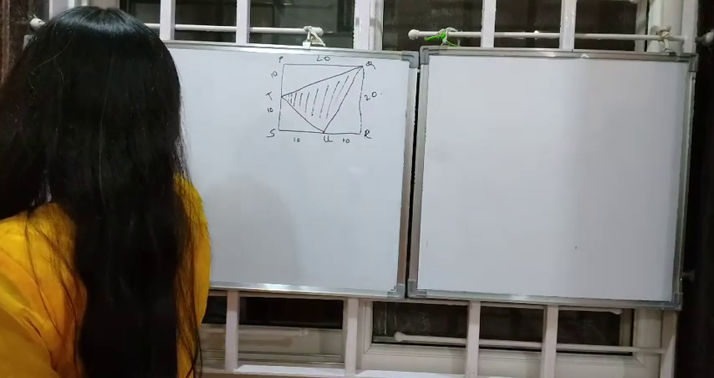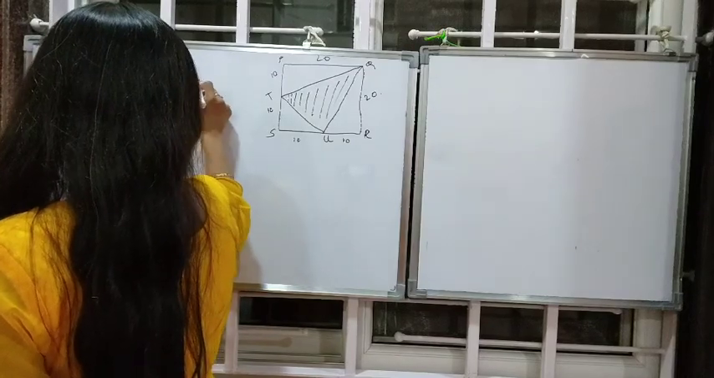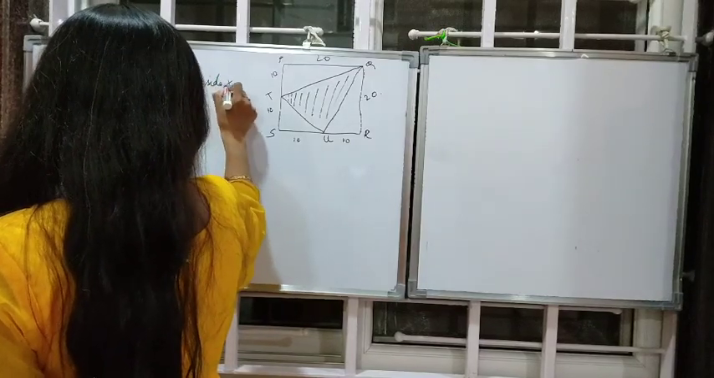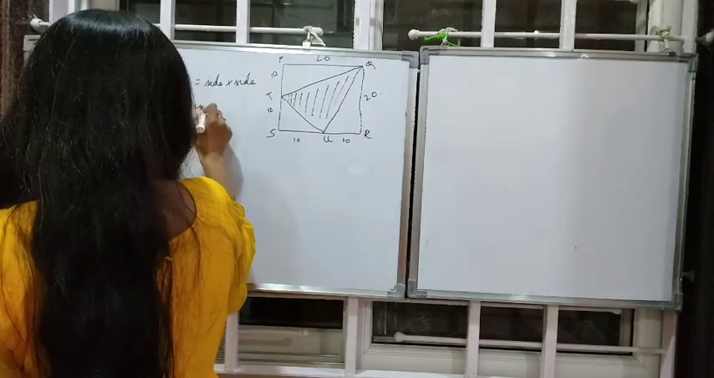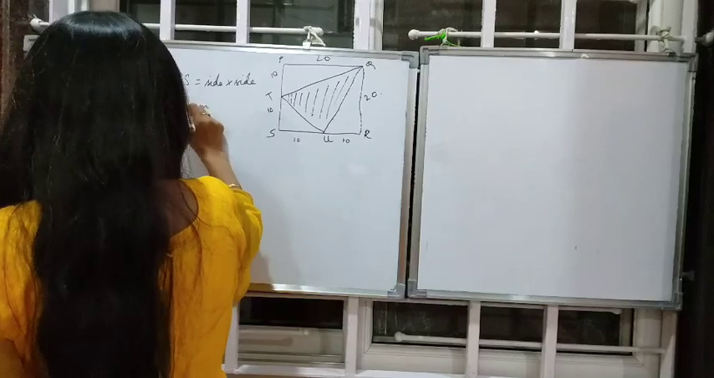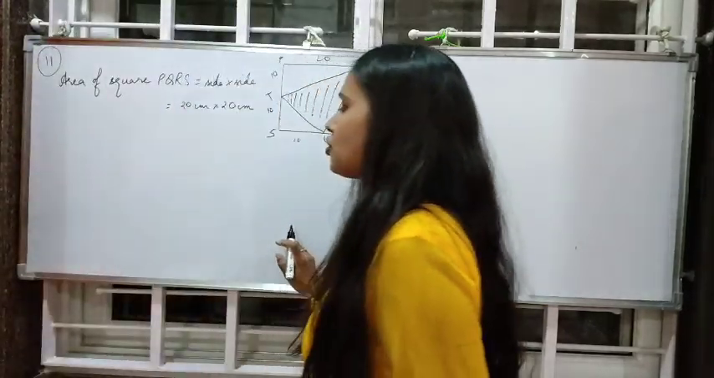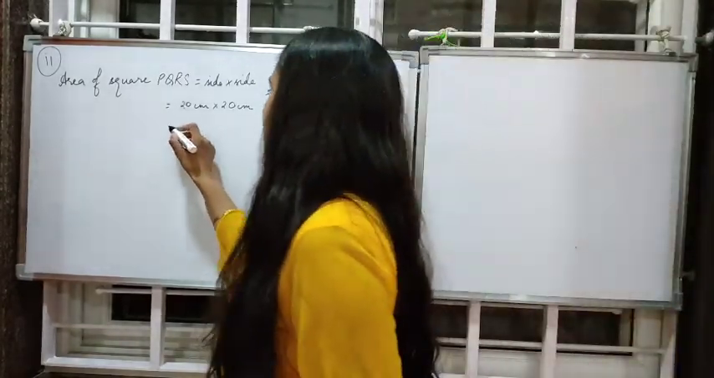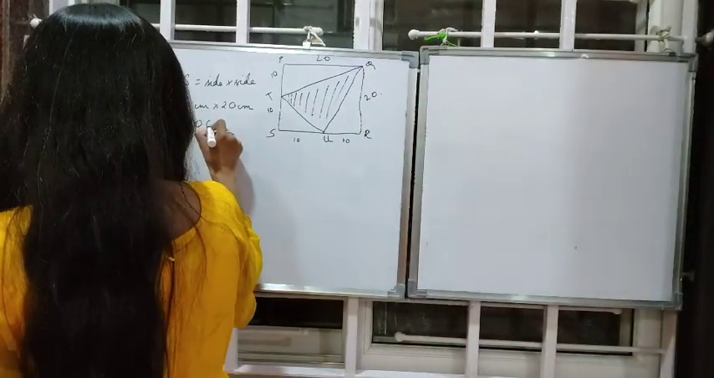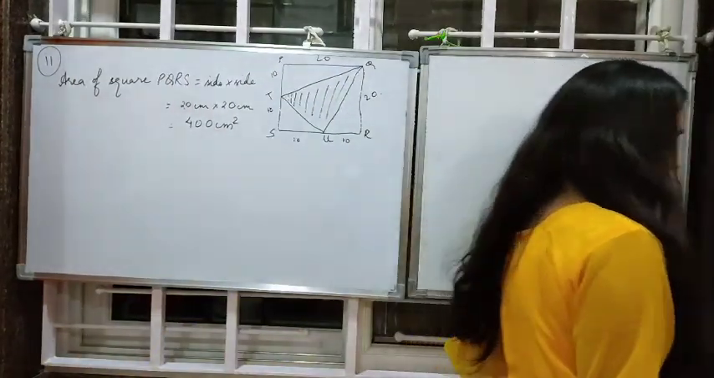Area of square PQRS, which is side into side, that is 20 centimeters into 20 centimeters, since each side is 20 centimeters. So it is 2 2s are 4 and 00, 400 centimeter square. Okay.